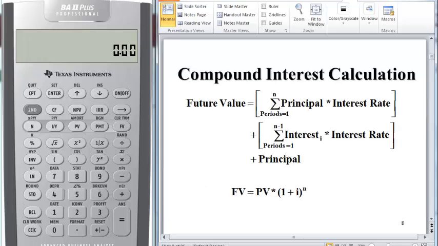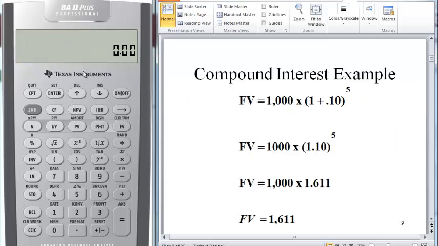Compound interest accumulates interest. That's where you earn interest on top of interest. The power of compounding is why people can end up with very large amounts of money in retirement. You can see the formula: future value equals present value times 1 plus the interest rate to the nth power. That's what your calculator is doing behind the scenes. This BAII Plus calculator makes those types of calculations.